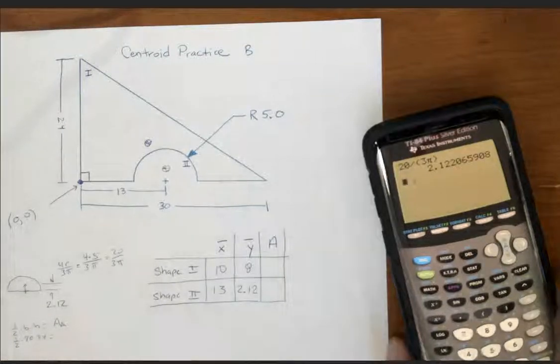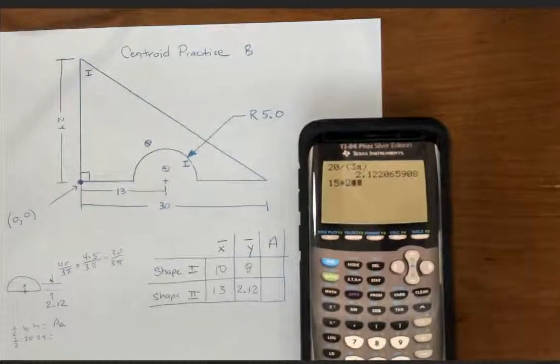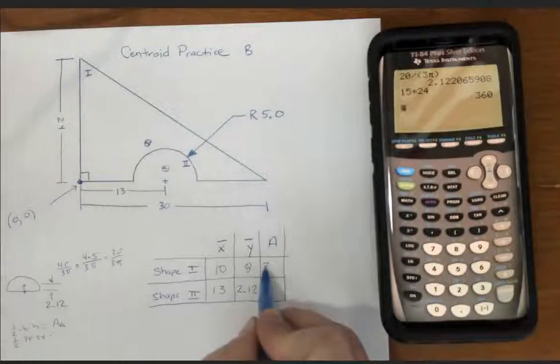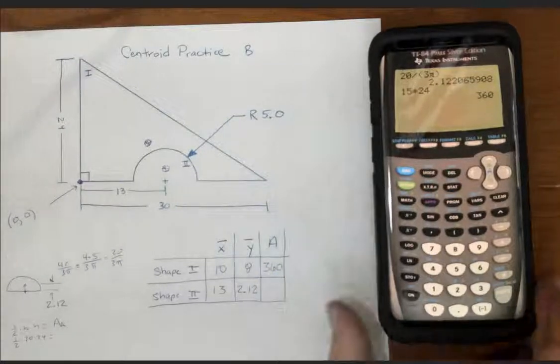So that's 15 times 24. What is 15 times 24? It is 360. So I've got an area in region 1 of 360 square units.